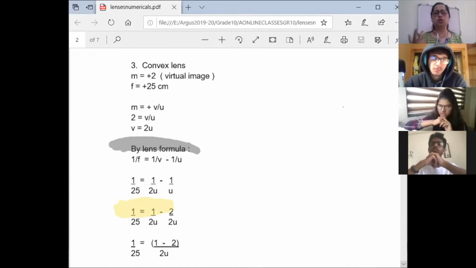The image is twice the size. So the first thing you have to do is you have to write who is doing this.